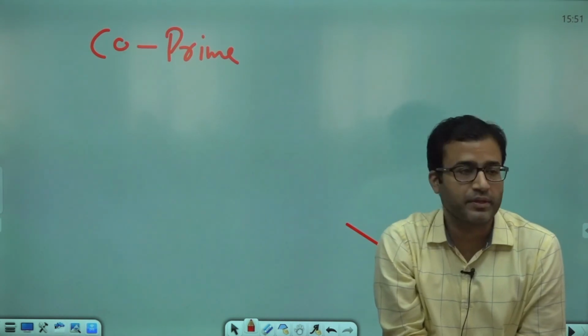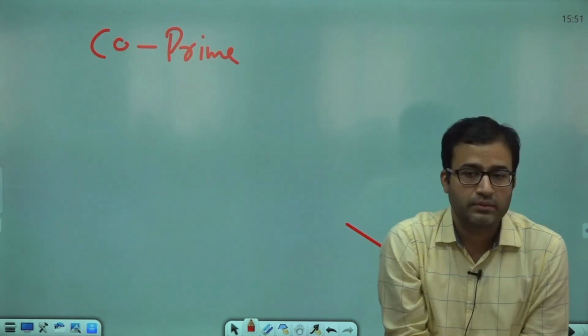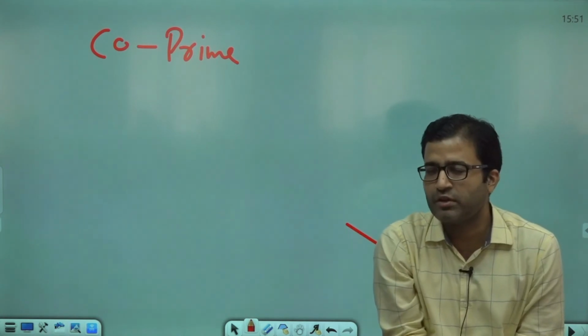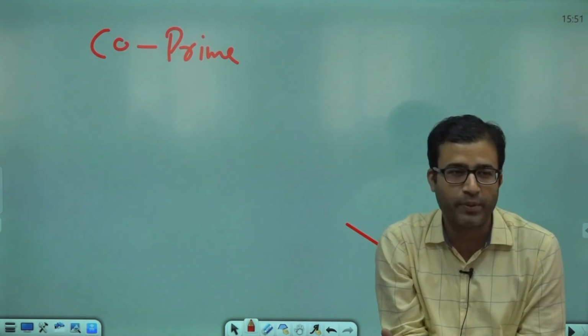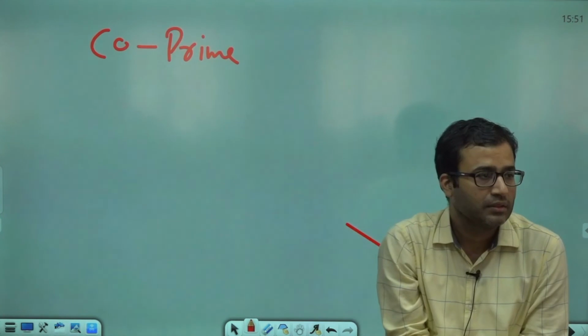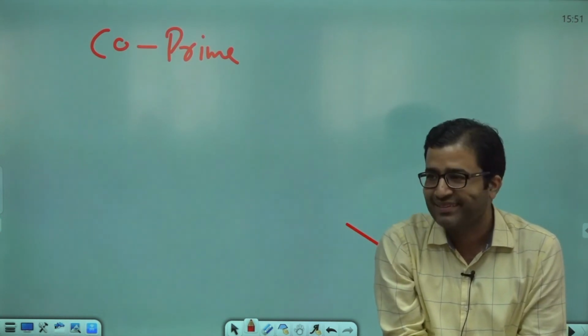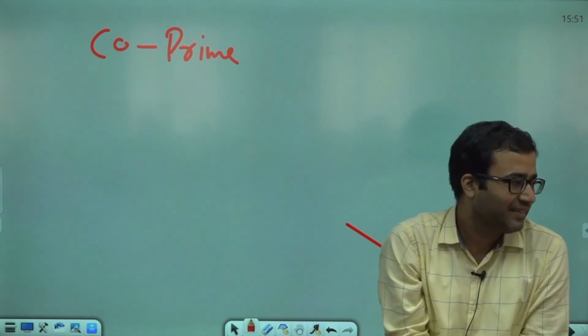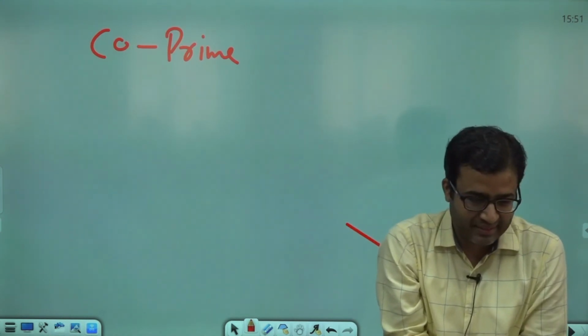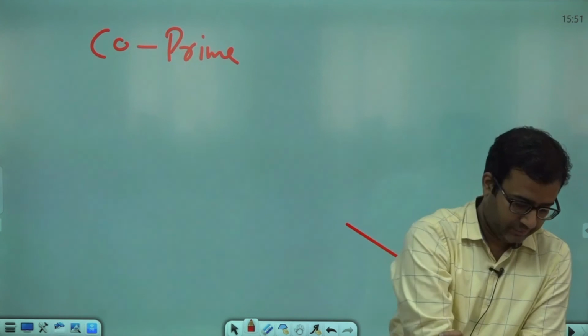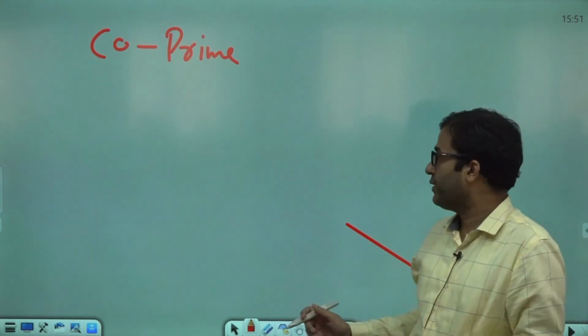पता ही नहीं हमें तो co-prime क्या है. कंफ्यूजिंग नहीं हो रहा? प्राइम, ट्विन प्राइम, को प्राइम, शक्तिमान, गंगाधर. Okay.